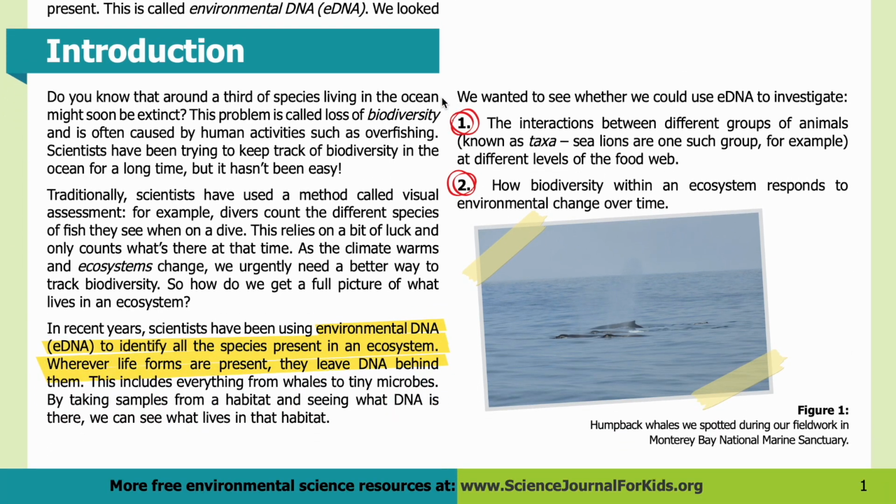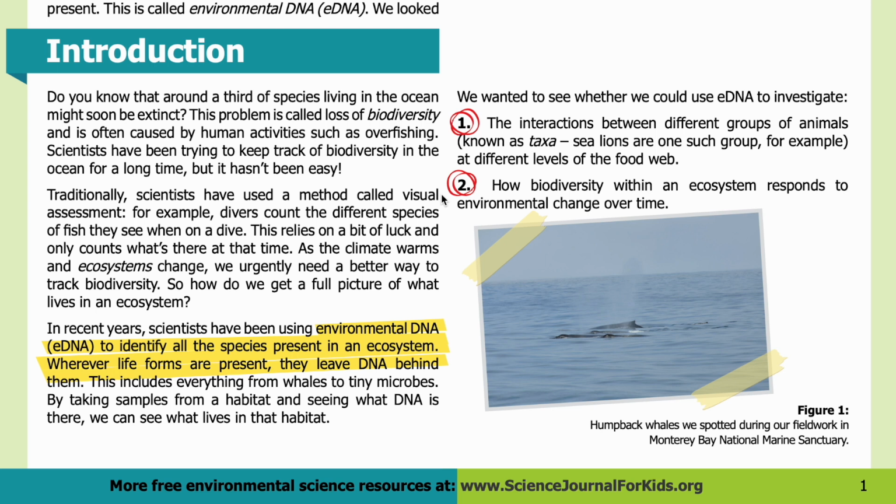Introduction. Do you know that around a third of species living in the ocean might soon be extinct? This problem is called loss of biodiversity and is often caused by human activities such as overfishing. Scientists have been trying to keep track of biodiversity in the ocean for a long time, but it hasn't been easy.